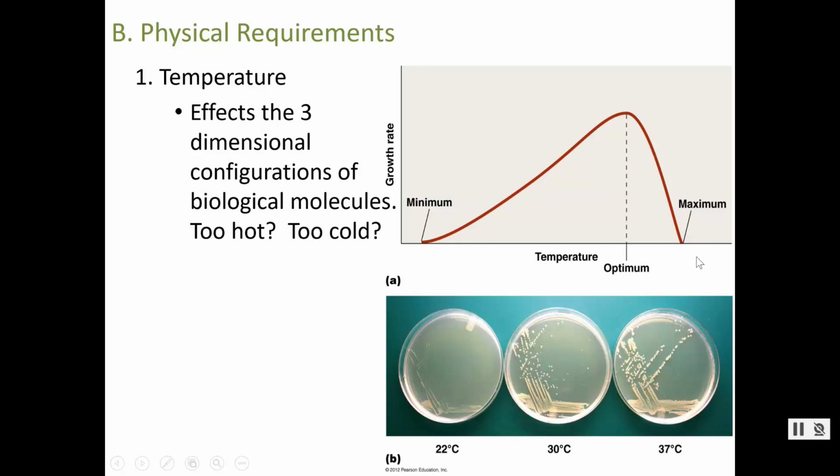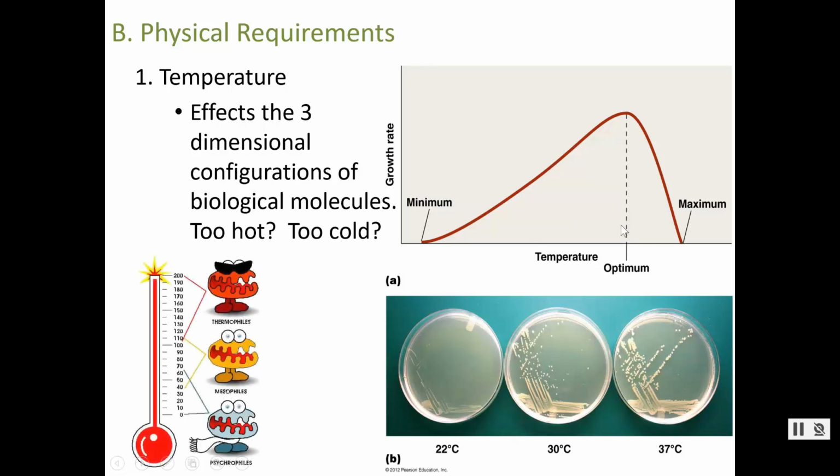Now we can classify these microorganisms in categories based on these temperatures: the minimum temperature that growth can occur, the maximum, and the optimum temperature. So we're going to talk about the different categories of that and how temperature affects it.